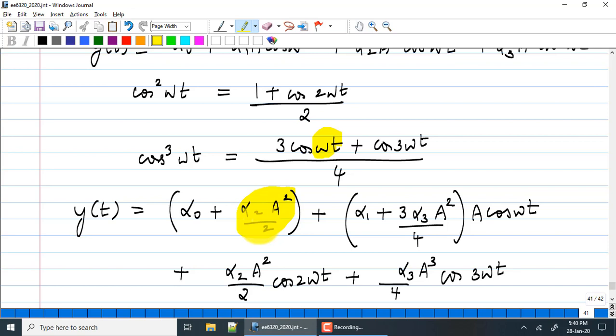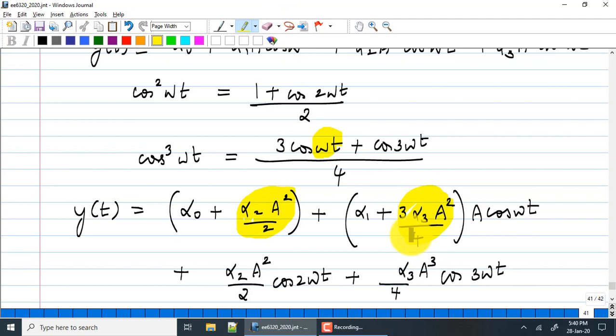Because of this DC value, imagine I now have a differential amplifier. Alpha naught should have been 0. But it is not. I am going to get alpha 2 a squared by 2 as the DC value. It will look as if the system has a mismatch. Right? Because of the second order nonlinearity term.